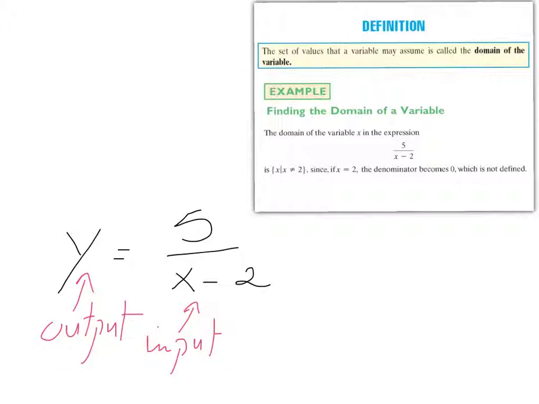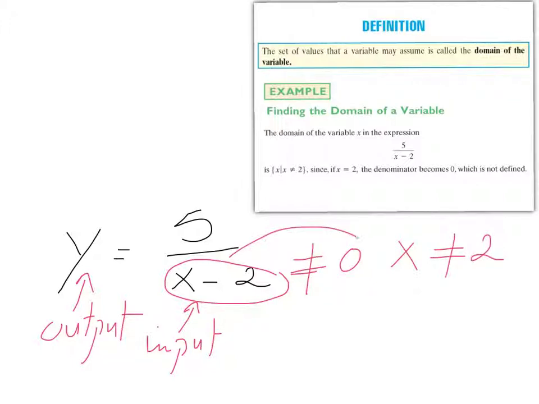Now the domain here: the denominator should be different than 0, which means x should be different than 2. We're going to solve for 0. So we move negative 2 to the right and change the sign, so x should be different than 2. It means all values from negative infinity to 2 and 2 to positive infinity.